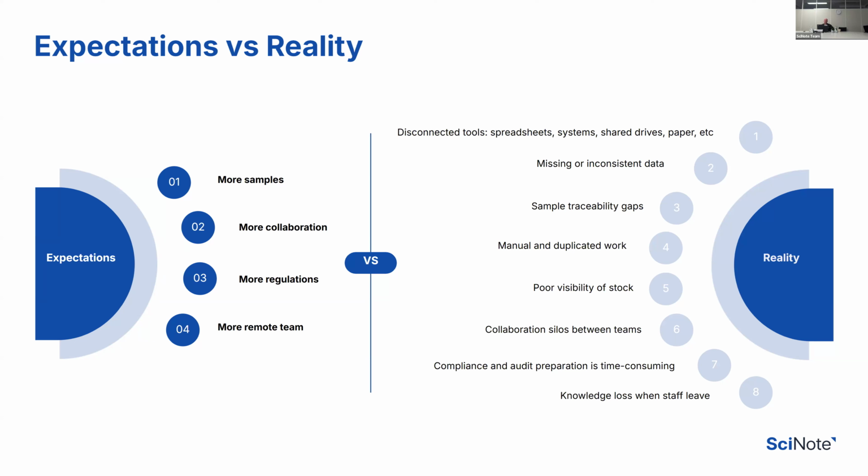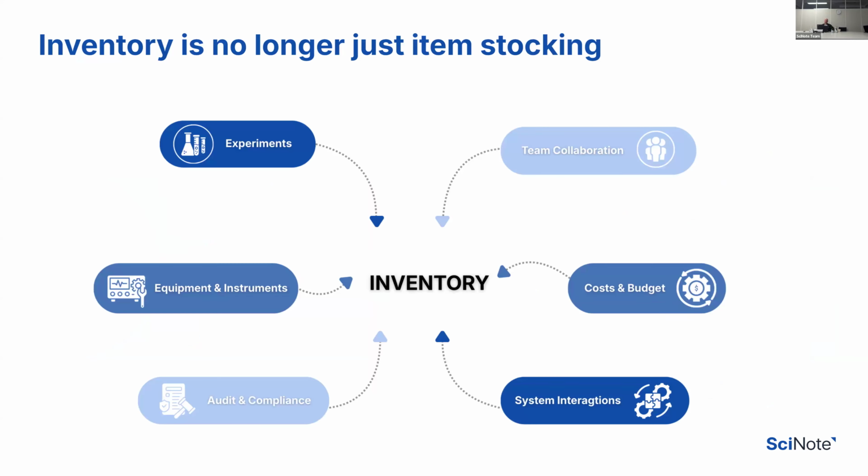So reality is very different to what scientists and labs are expected to do. What this means is that the future of inventory management has to be different. And what we think the future of inventory is, so first of all, it has to be really well connected with the experiment, so with experimental data. It has to allow for very good team collaboration, and this means both permissions and sharing. If you're sharing the reagents, consumables, you need to be able to track this in a collaborative way.